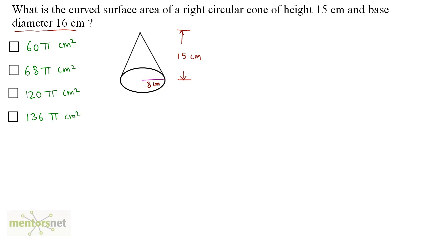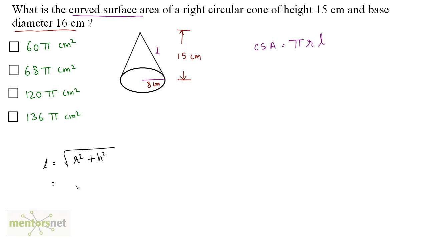Now, what is asked? We have been asked the curved surface area. Well, the curved surface area of a cone is equal to pi times the radius of the base times the slant height. Now this is the slant height and we don't have it. So let us calculate the slant height. The slant height of a cone is equal to under root of r square plus h square. So we can calculate it.